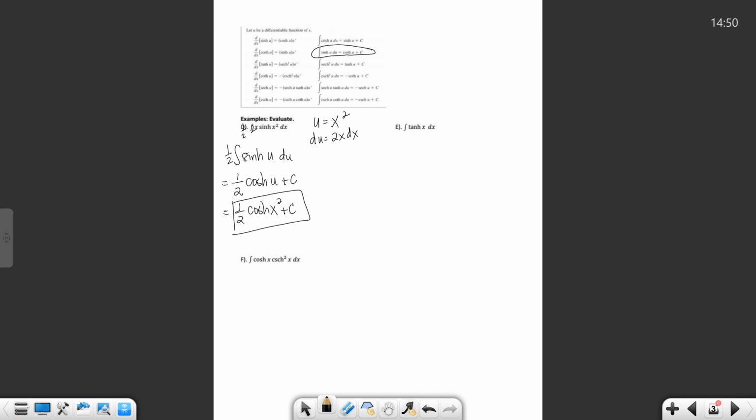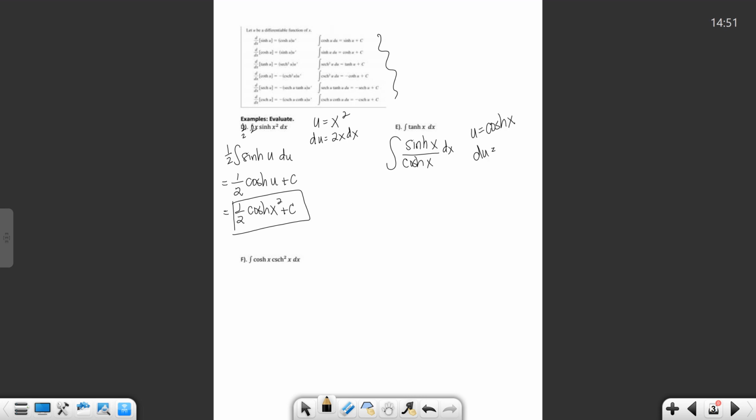E says integrate hyperbolic tangent x, and if you notice, when you look at this list of integrals right here, you don't see how to integrate hyperbolic tangent, but we know we can use an identity, and we work this one just like we do regular tangent. We're going to rewrite it as the hyperbolic sine over the hyperbolic cosine. We've done this one many times, not the hyperbolic kind, but the regular, and we would let u be the bottom.